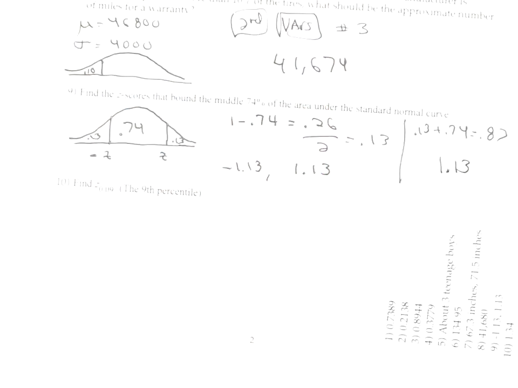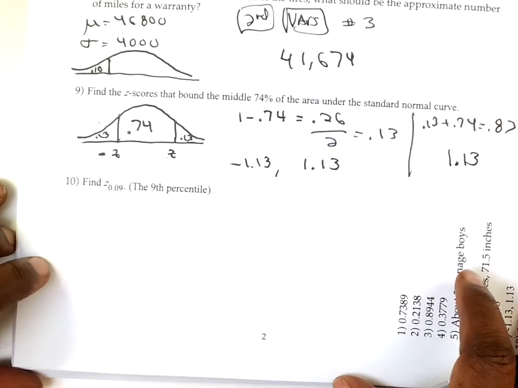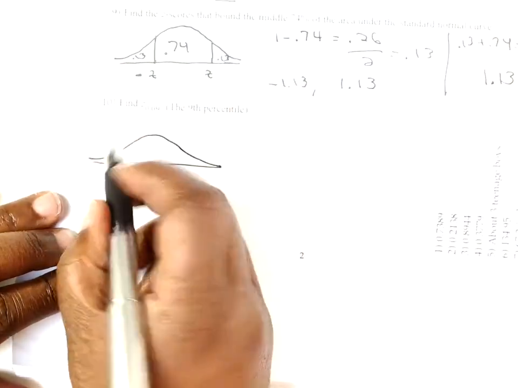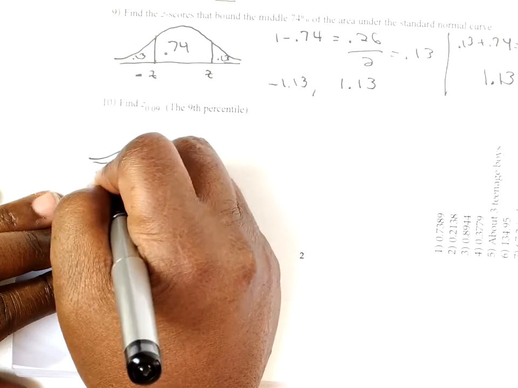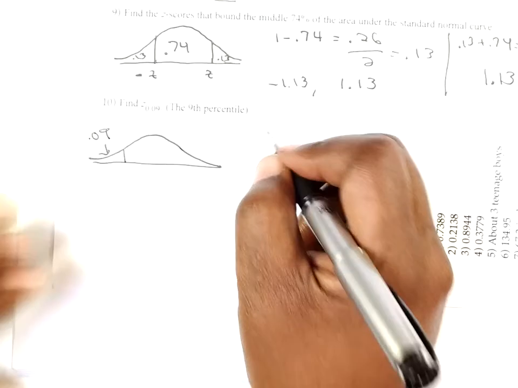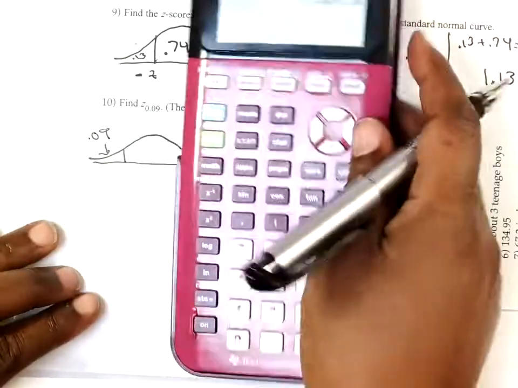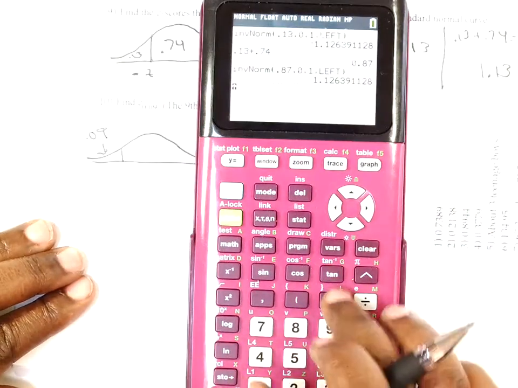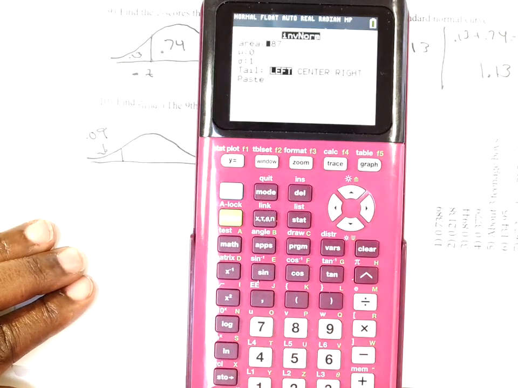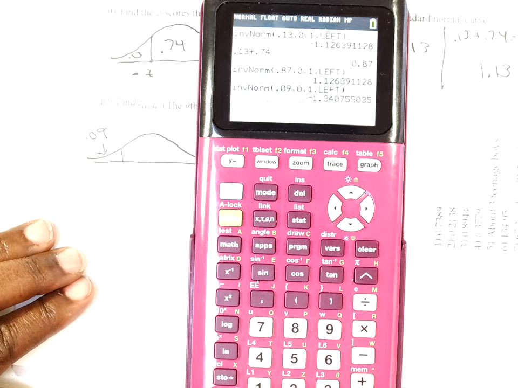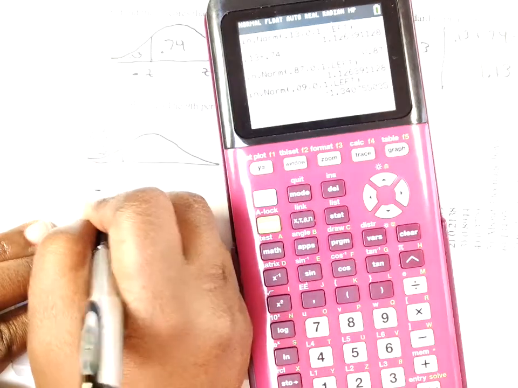All right, and then the last one on here, we have the 9th percentile, which just means the area to the left is 0.09. So this area is 0.09. So I'm doing the same thing. Second, VARS, number 3. The area is 0.09. And we get a z-score of negative 1.34.